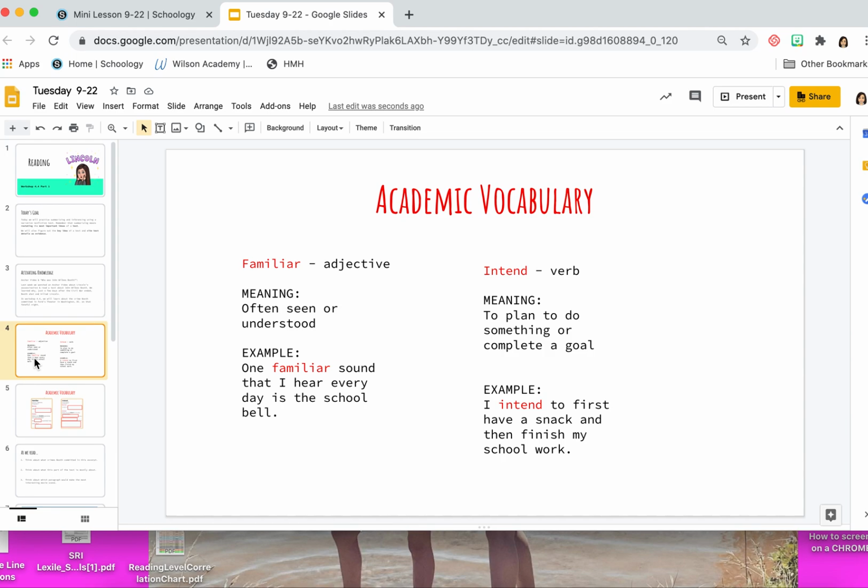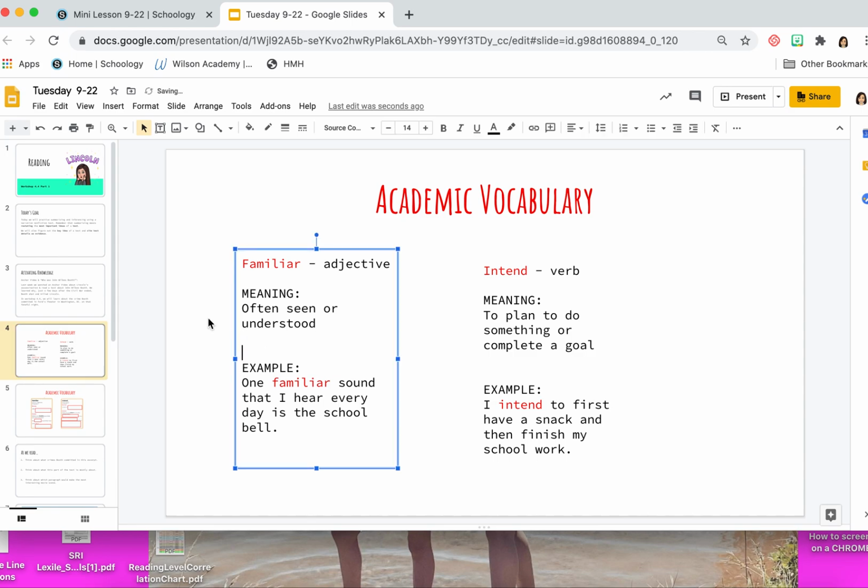We have our academic vocabulary. So 2 words we're going to focus on today is familiar, which is an adjective, and it means often seen or understood. So when I'm at school, one familiar sound I hear is the school bell. Our next word that we're going to take a look at is intend. Intend is a verb, and it is to plan to do something or complete a goal. So after school, I intend to first have a snack and then finish my schoolwork for the day.